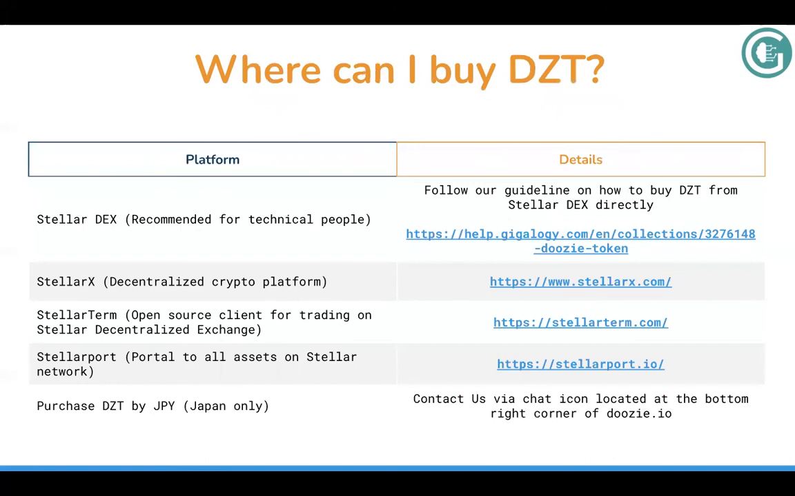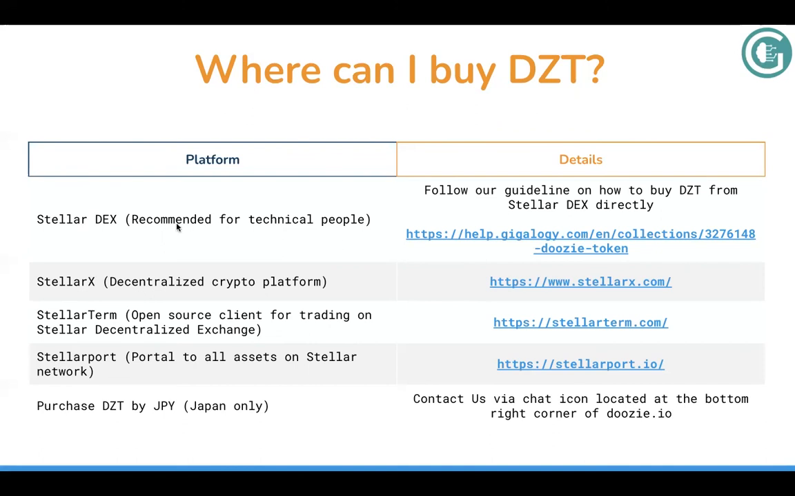Lastly, where can I buy DZT token? You can actually buy it in different places. The first one is the Stellar Decentralized Exchange that we focused on very deeply today. And we created a guideline on how to buy DZT token from the Stellar Decentralized Exchange directly. I think all of you are either in our email subscriber list or in our Discord channel, so this information will be shared with you later, so no need to take notes for this now.